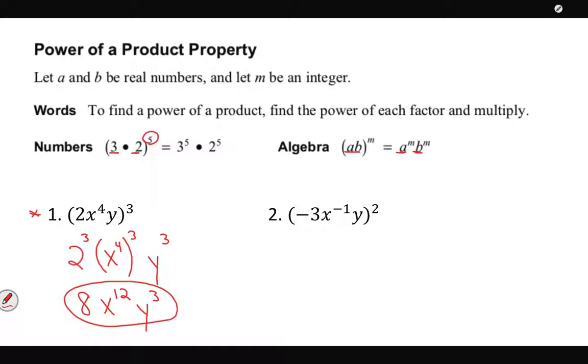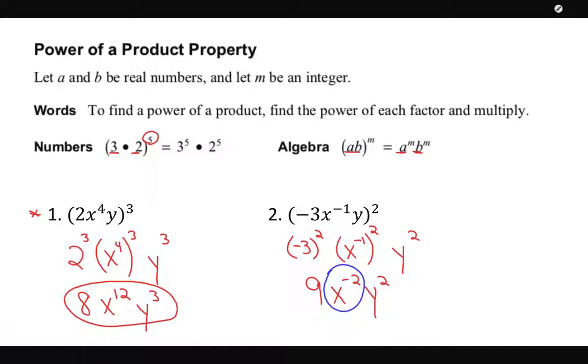In this next one, we have a negative 3 in the parentheses, so that negative 3 must be raised to the second power. The x to the negative first must be raised to the second power. And again, the y must be raised to the second power. Well, negative 3 in parentheses raised to an even power is a positive 9. Negative 1 times 2 would be x to the negative second, and then y to the second. Now again, we can't leave a negative exponent, so we have to simplify this by writing it as 9y to the second, and then moving the x exponent downstairs to make it a positive power. And now there's my final answer.